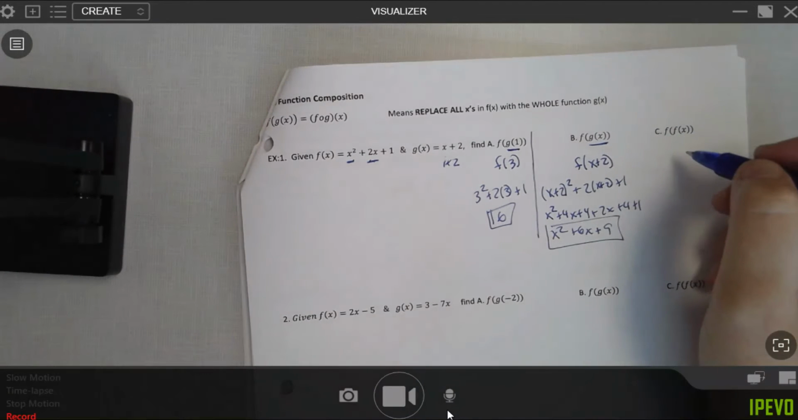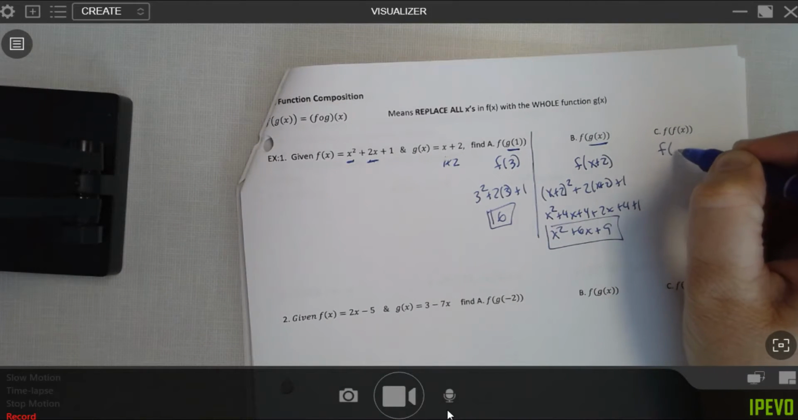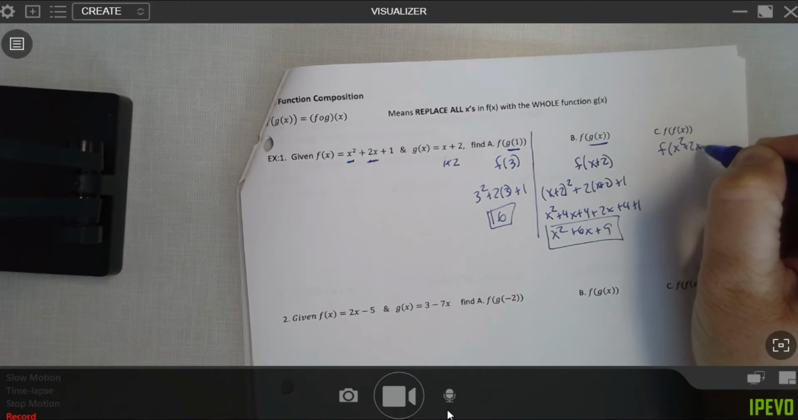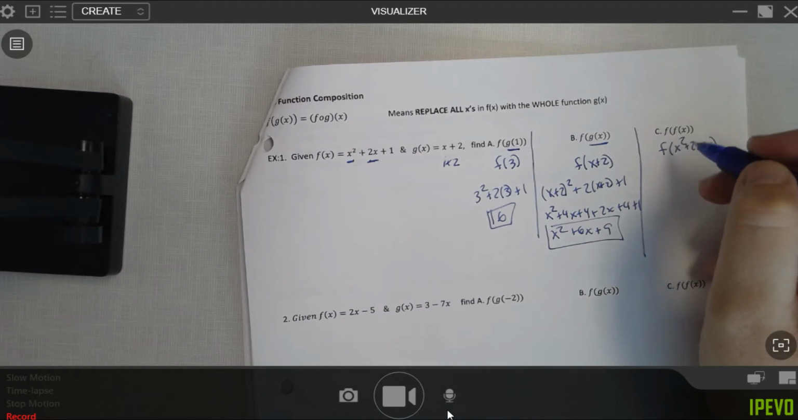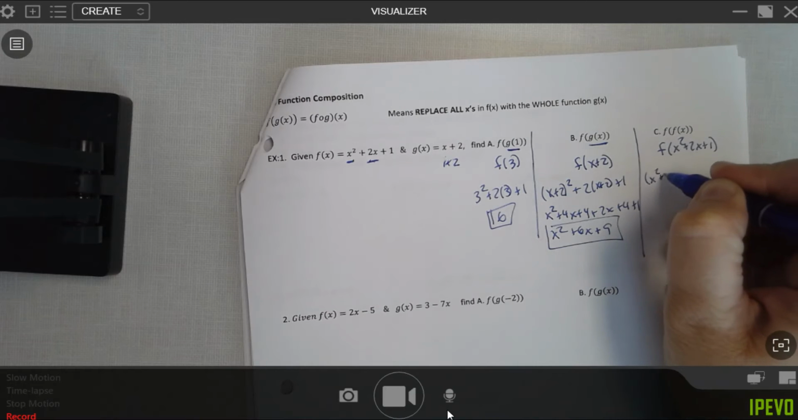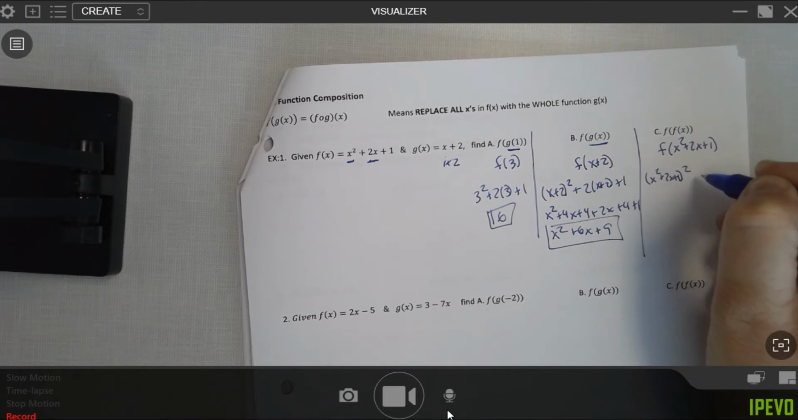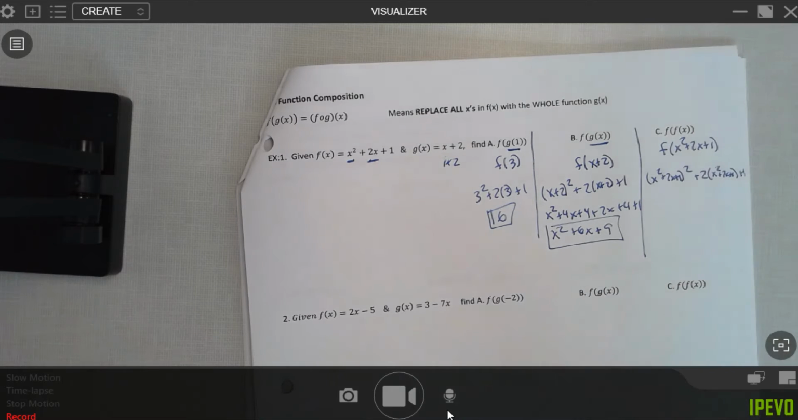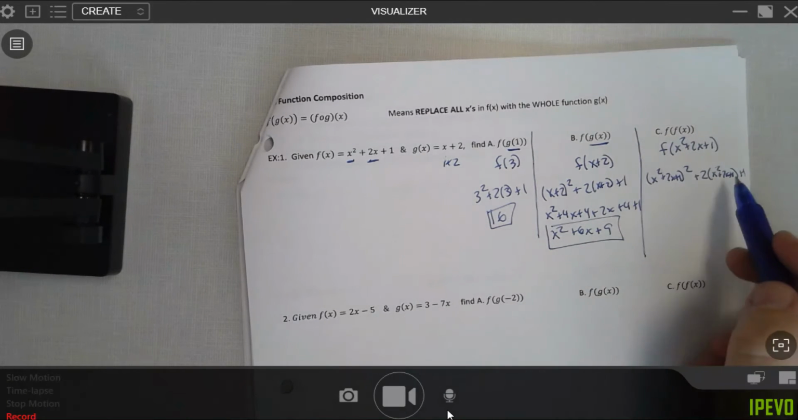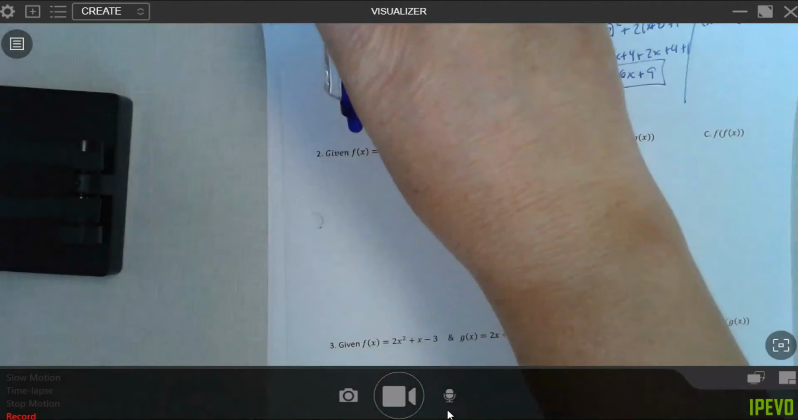If I want to do f of f of x, that means I'm going to do f of x squared plus 2x plus 1. So what that looks like is this goes in wherever there's an x. So I get x squared plus 2x plus 1 squared plus 2 times x squared plus 2x plus 1, and then a plus 1 back here. It's a plus 1. And then you can FOIL this out and combine like terms if you want, but we're going to move on for now.